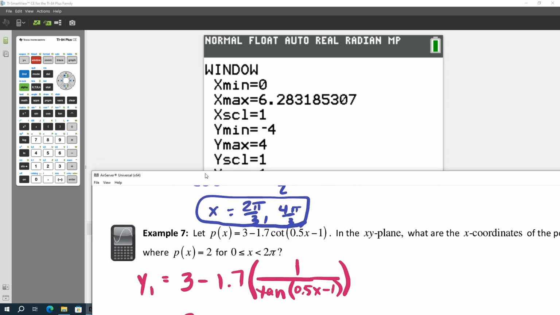And whenever you do your window, pay attention to what this says. The x's we only want to be between 0 and 2 pi. So make your x min 0, your x max 2 pi. And then the Y min and max, I usually kind of do -4 to 4. You could do bigger, smaller, but you need to make sure that 2 is in your range.